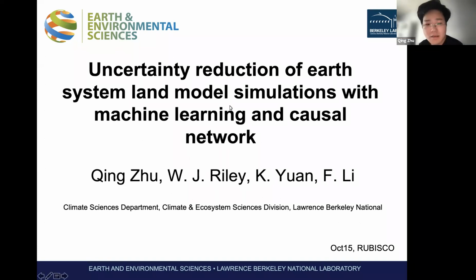Thanks, everyone. And also thanks for this opportunity. I wanted to share our recent efforts on the uncertainty reduction. A major component of this uncertainty reduction framework is that it's different from the traditional way that we calibrate the model or analyze the model structure. We wanted to see how much we can leverage machine learning and the causal network, and how we can decompose the uncertainty and sequentially reduce that, given a large number of land model simulations.